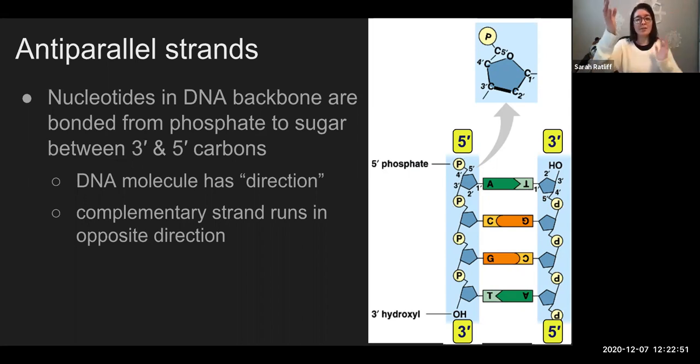They're going opposite directions because they're anti-parallel. The complementary strands run in opposite directions. This is why counting our carbons is important. As long as we start at that base and count clockwise, we should be able to see which end is up, 5' or 3', and which end is down, 5' or 3'.